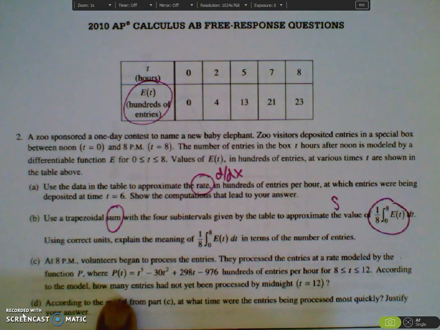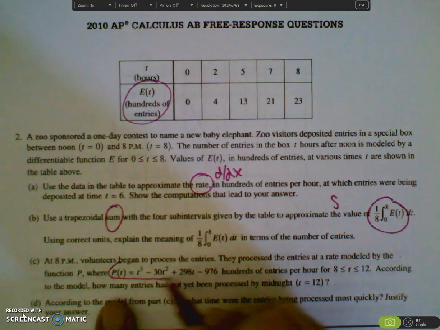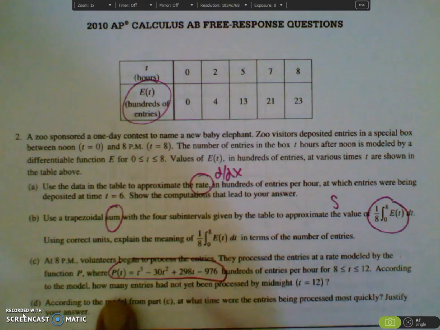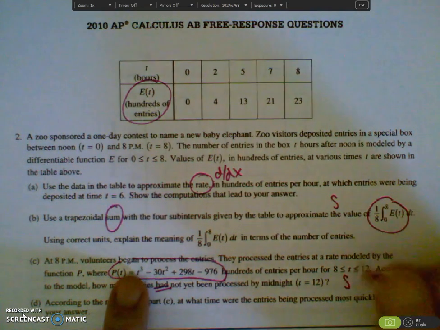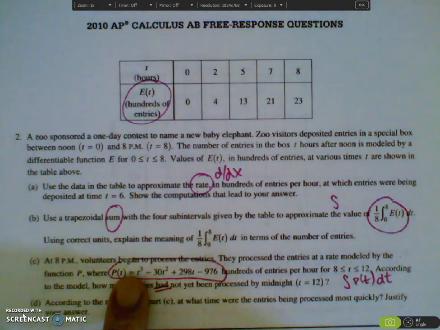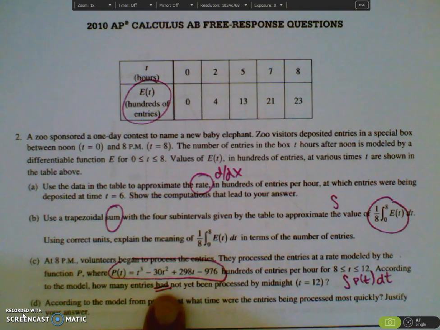In part C, they give me an equation which represents the rate at which these entries are processed, and they ask me how many entries had not been processed by midnight. I'm going to use an integral of P of t to determine the number of entries that have been processed, and then I'll have to subtract to determine the number of entries that had not been processed.